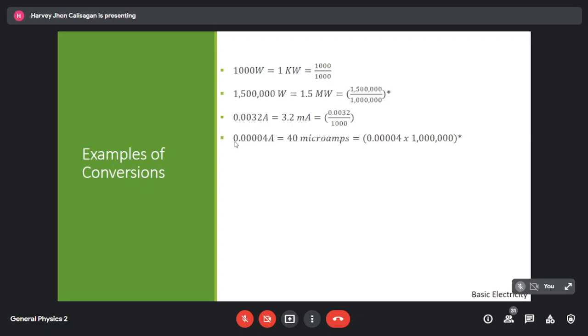So the conversions of the units depends on the given values. Okay?